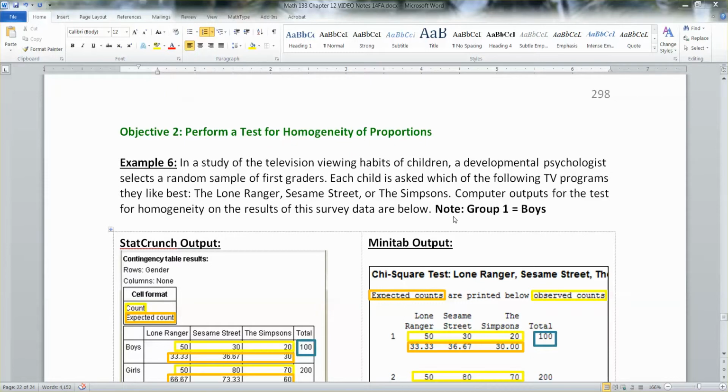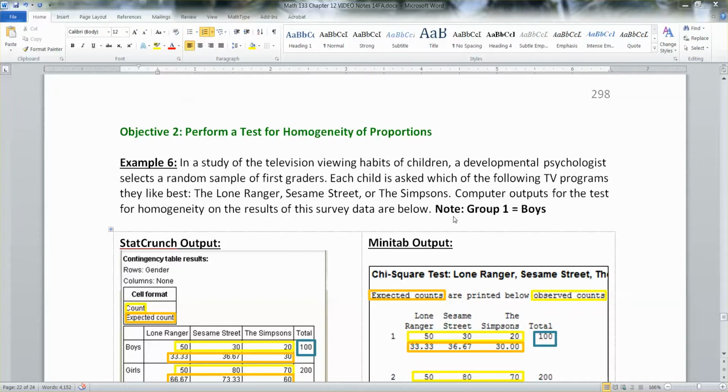Now that we've run a test for independence by hand and with the calculator, we want to be able to do the same but for a test for homogeneity. But remember, a test for homogeneity really isn't that different from a test for independence. The only difference is in step 1 when you write your hypotheses and in the last step when you write your conclusion. So we have a study of the television viewing habits of children.